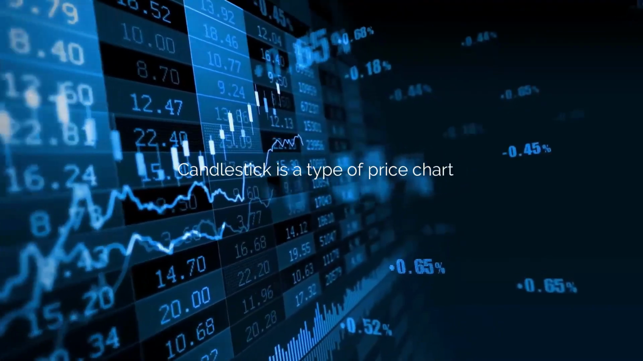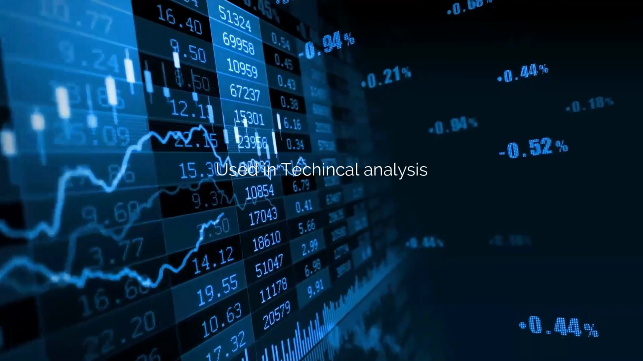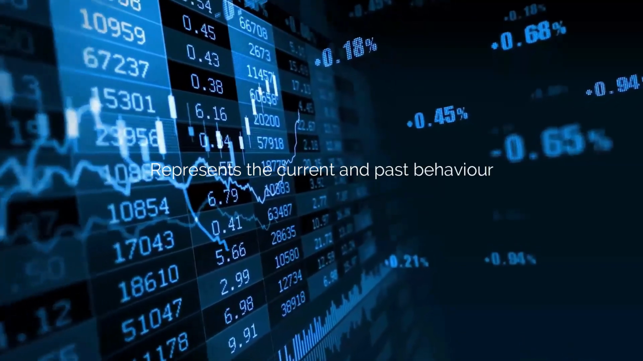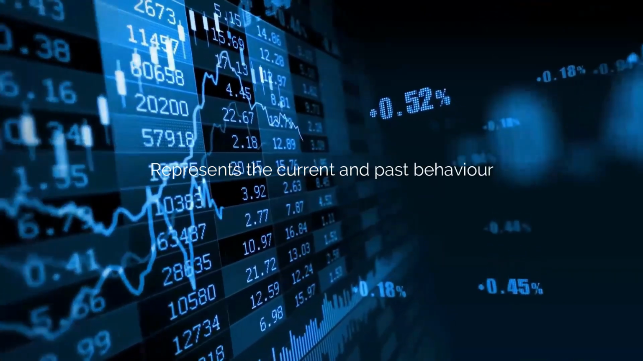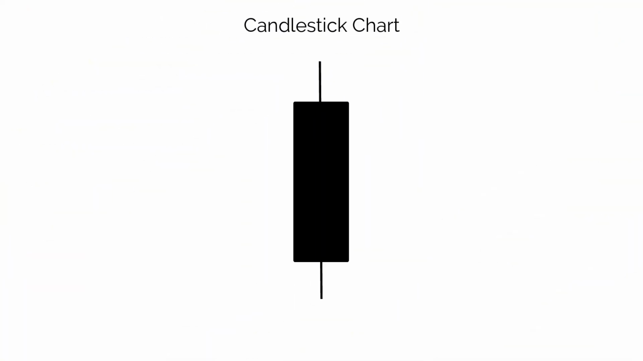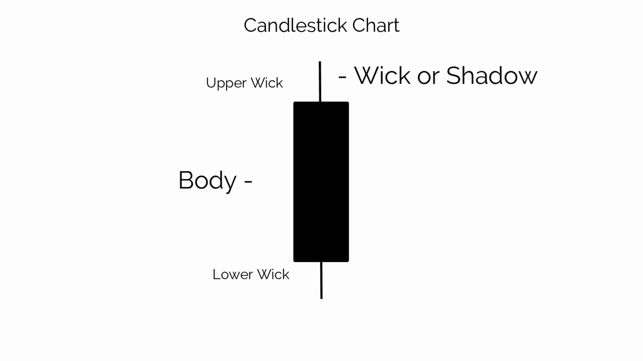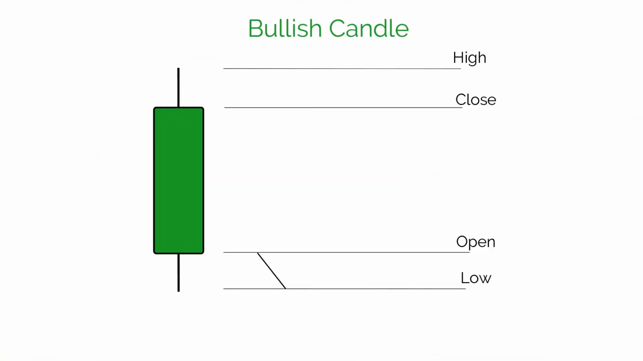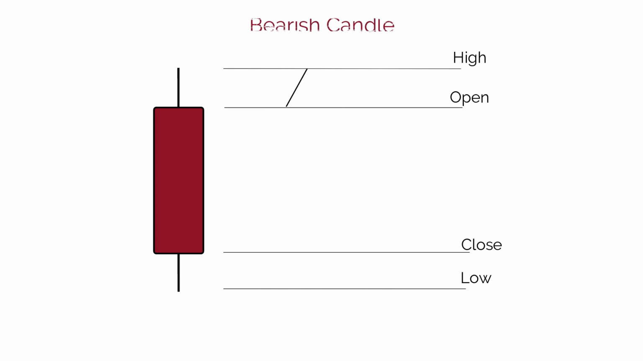A candlestick is a type of price chart used in technical analysis. It represents the current and past behavior of the market. In a candlestick, this is known as a wick or a shadow, and this is the body of the candlestick, and it represents the difference between the opening and closing price. If the closing price is higher than the opening price, it's a bullish candle. If the opening price is higher than the closing price, it's a bearish candle.